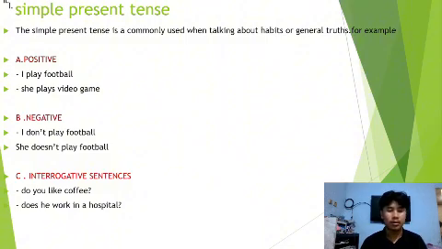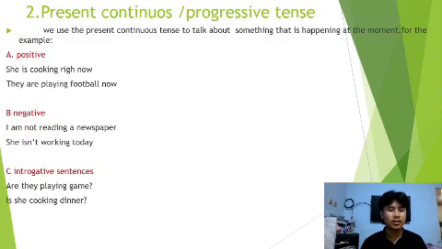And for next, present continuous or progressive tense. We use the present continuous tense to talk about something that is happening at the moment. For example, positive sentence: she is cooking right now.